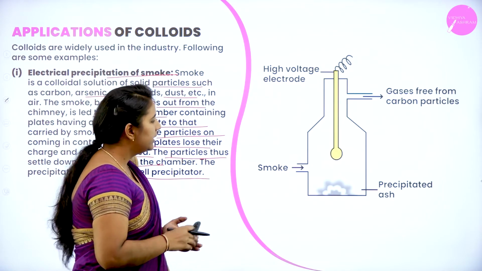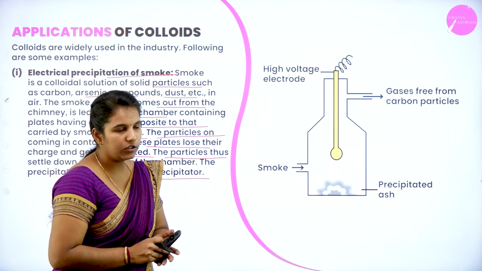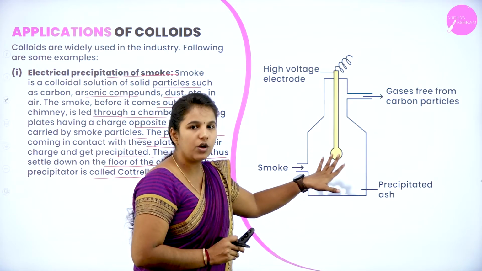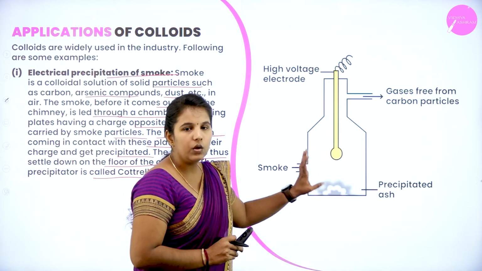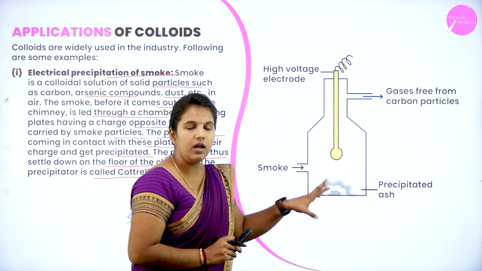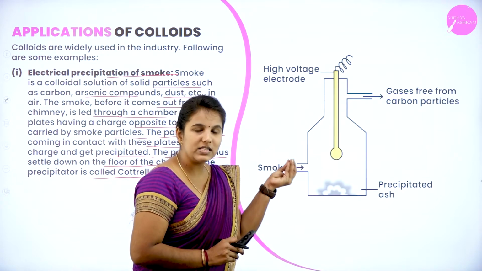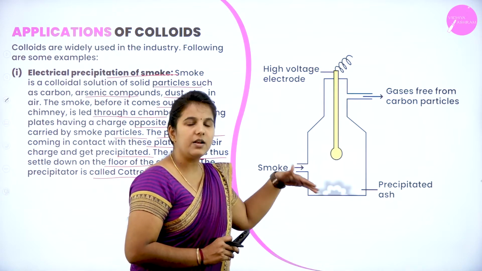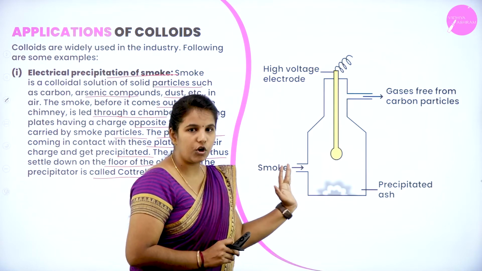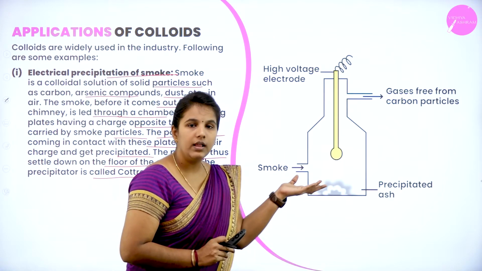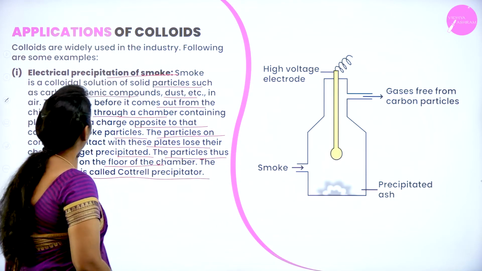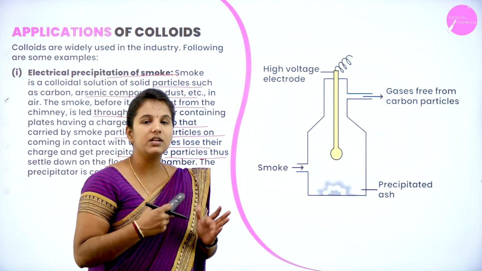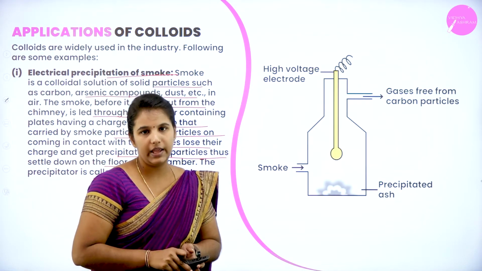How do they do it? They have a separate chamber for this. They allow the smoke to pass through it, and they place different kinds of plates in this chamber. When smoke passes through this chamber, the smoke and dust particles settle down on the plates, and the remaining smoke, which is not so harmful, is released to the environment. This is how, by using electrical precipitation of smoke, they avoid dangerous gases entering the air.